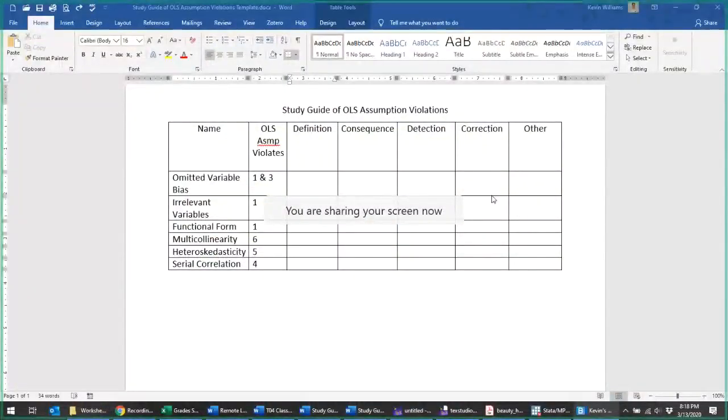All right, and so this table, we're going to be filling in as the semester goes on. I'm going to post it on Moodle, so you'll have access to the full table. There's a similar one in the book, but I like the process of going through it now that we've talked about one of the violations, filling in each of the categories of things that I expect you to know about it.